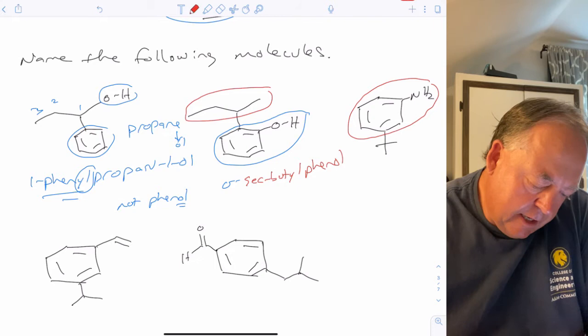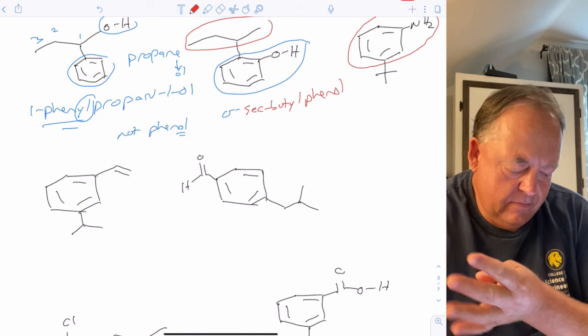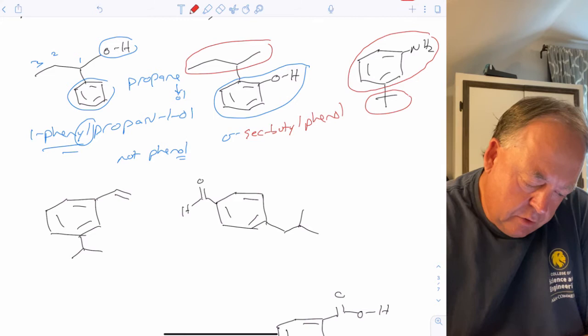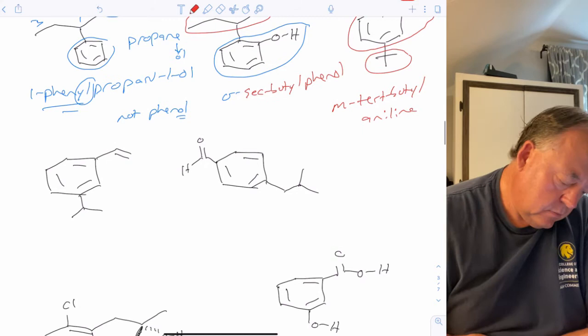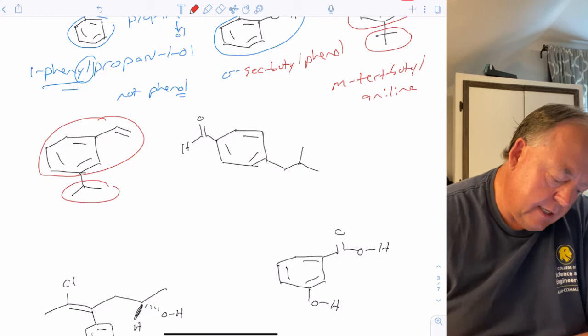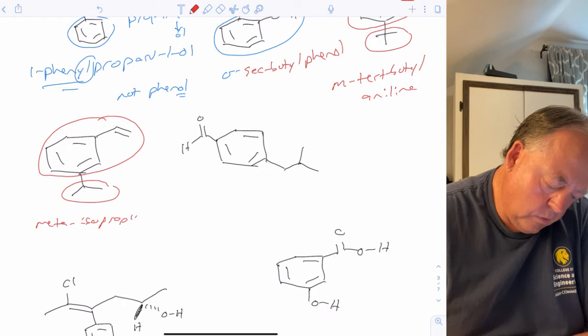I kind of did the rest of these, so see if you can remember what cyclobutyl, isobutyl, tert-butyl, isopropyl, and so forth are. So this would be a tert-butyl, right? So this would be m-tert-butyl aniline, or 3-tert-butyl aniline, or meta-tert-butyl aniline. In this case, that would be styrene. If you remember what that would be called, that's an isopropyl. So that would be meta-isopropyl styrene.